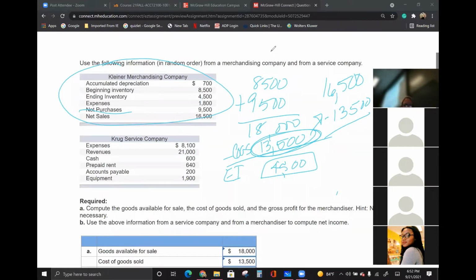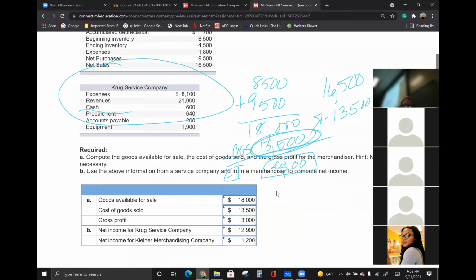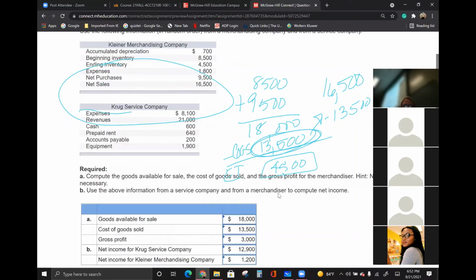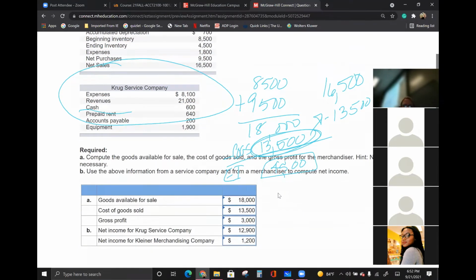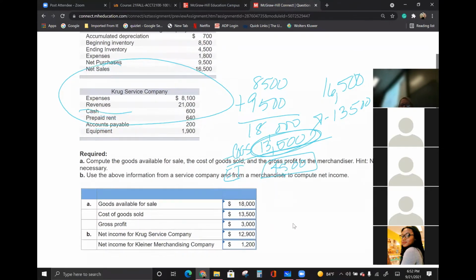So let me see if I can figure out now how to, I don't know how to, here. Nope, I'm kind of, oh, there we go. I figured it was going to be like an overlay on top. So here's my gross profit of $3,000.